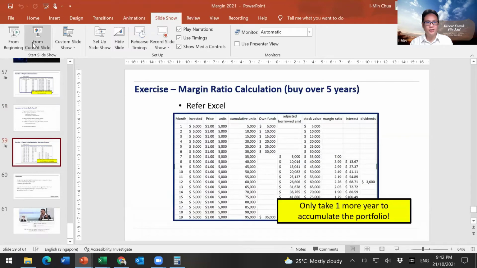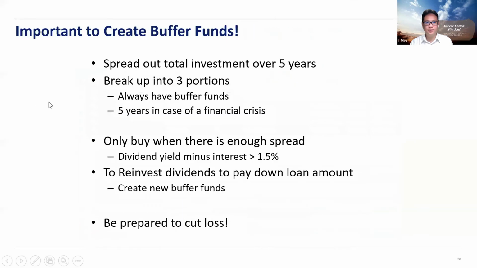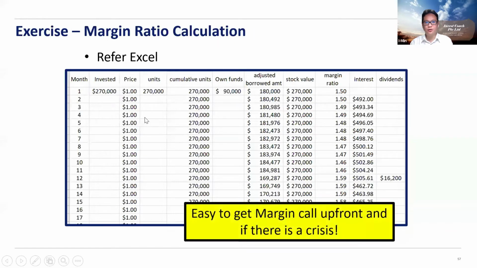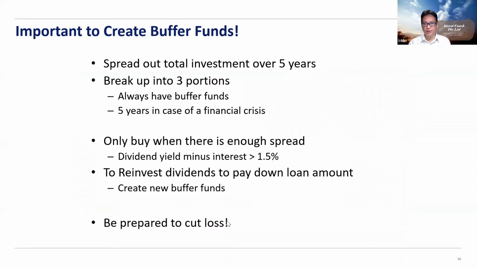Okay, so just to summarize what I've been talking about using Excel. Spread out your total investment over 5 years. You break up into 3 portions.